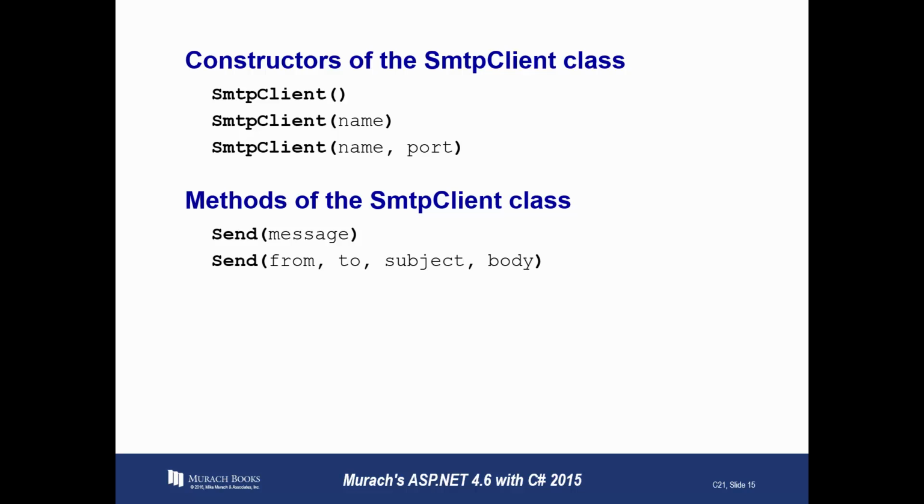As far as sending an email message, after you create the message, you send it using the SMTP (Simple Mail Transfer Protocol) client class as shown here. All right, we've got the constructors and the methods. The first constructor is a blank, or parameterless, constructor, which creates a client using the settings in web.config. The second one has a name passed into it, so it creates a client that can send an email to a specified SMTP server. And the third one includes both the name of that server and the port.